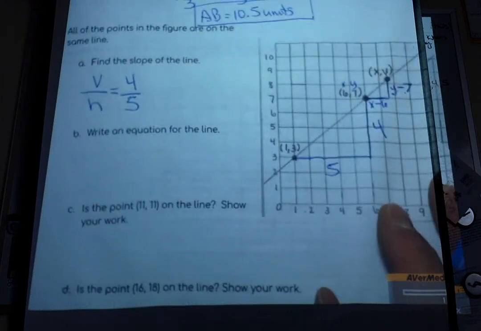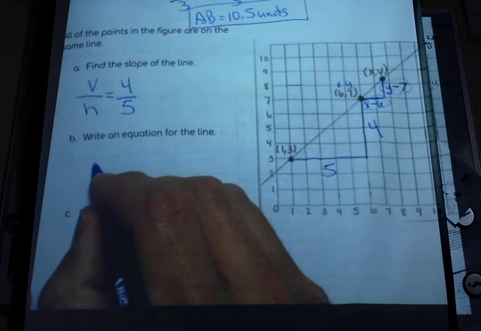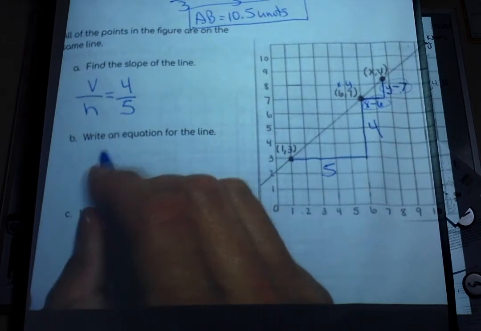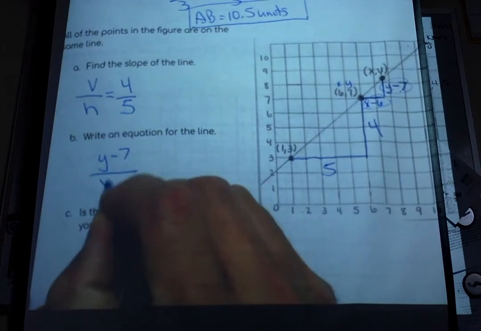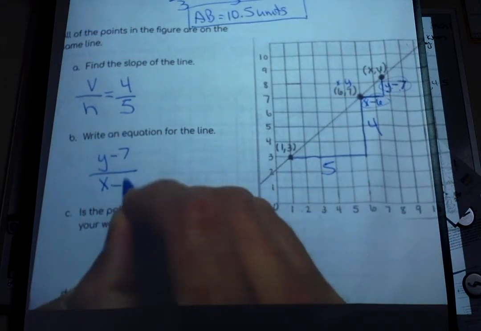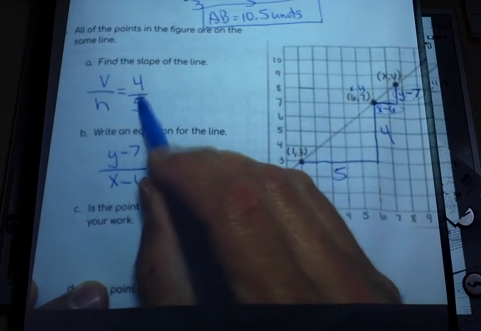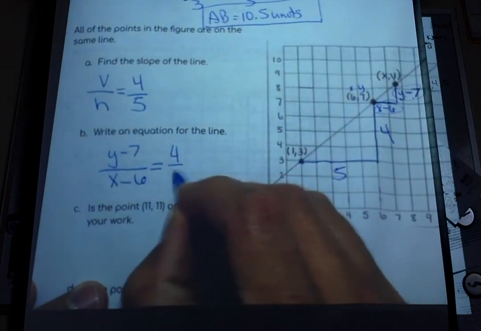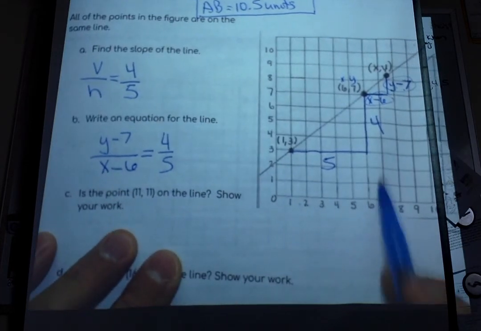Our equation would be y minus 7 over x minus 6, and we're going to set that equal to our slope, which we found in letter A, 4 over 5. So that's using the small triangle.